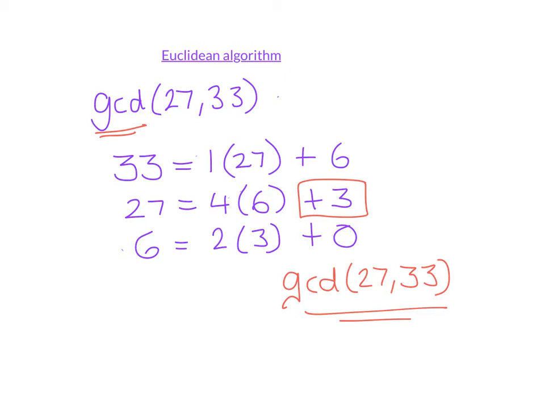Now in this particular example, you know by inspection, but if the numbers are very large, you would not want to have to list all the factors of each number and try to compare them. It's a very long process. This is a much quicker method. So we'll try some with slightly larger numbers.